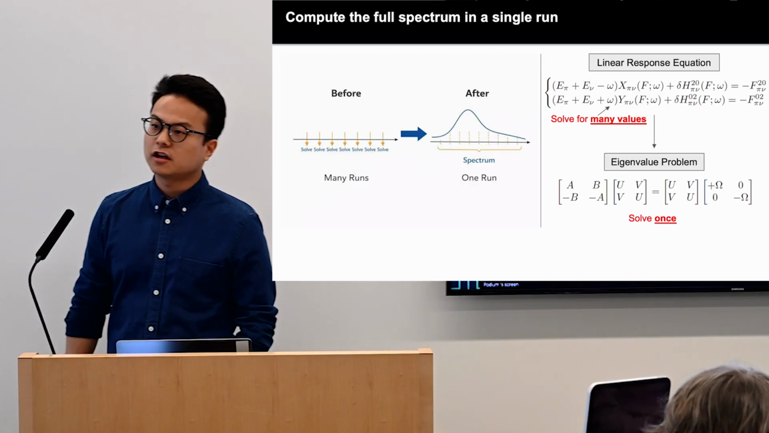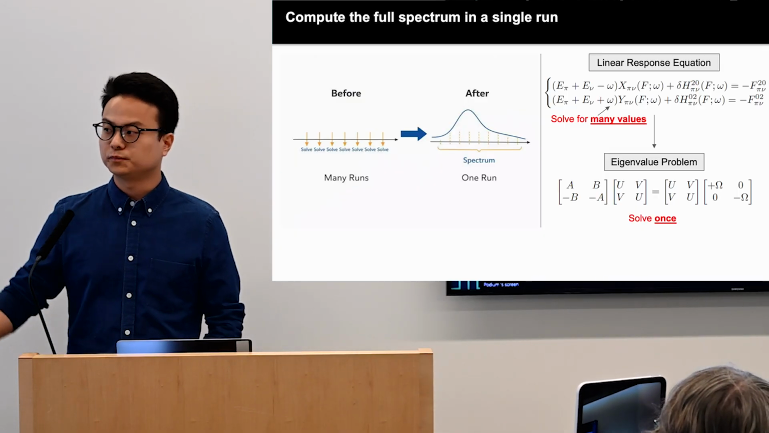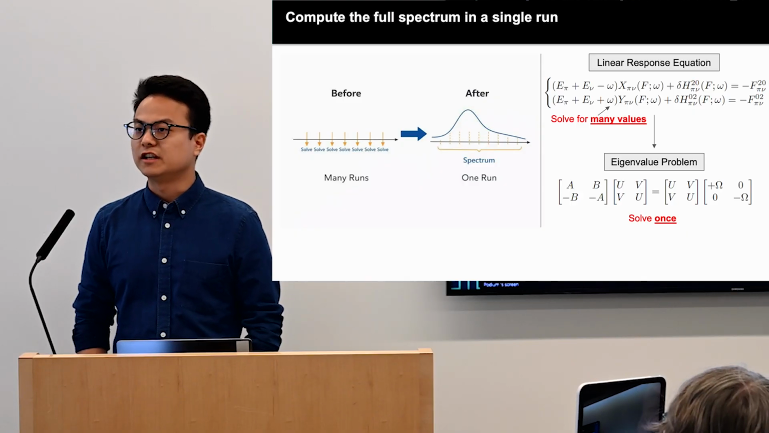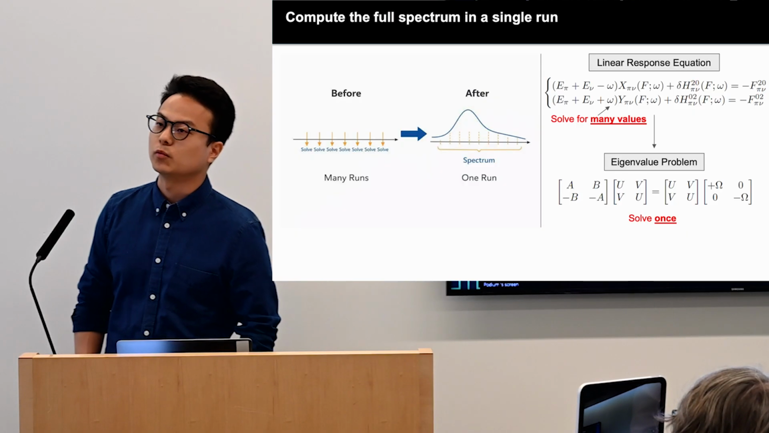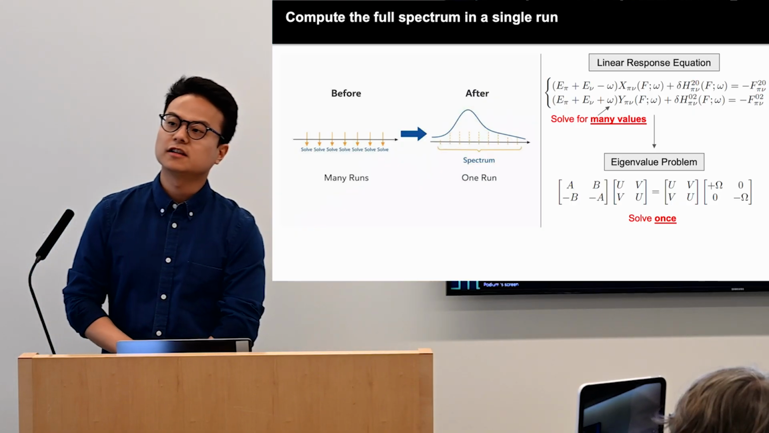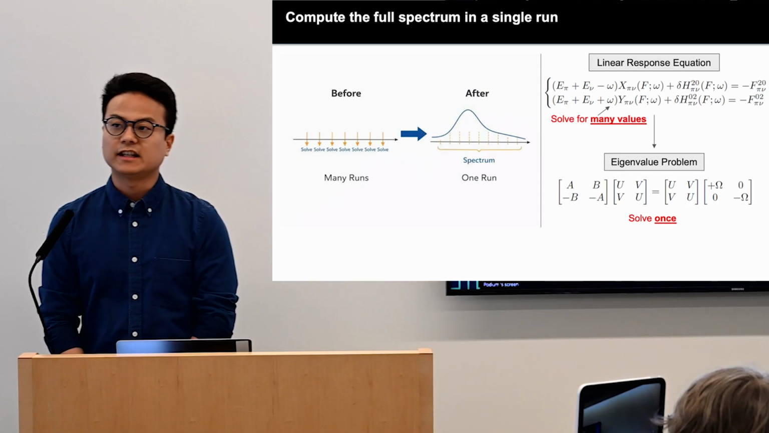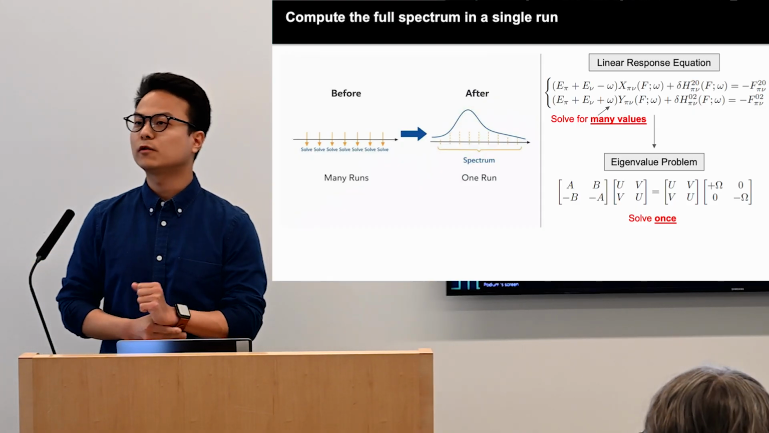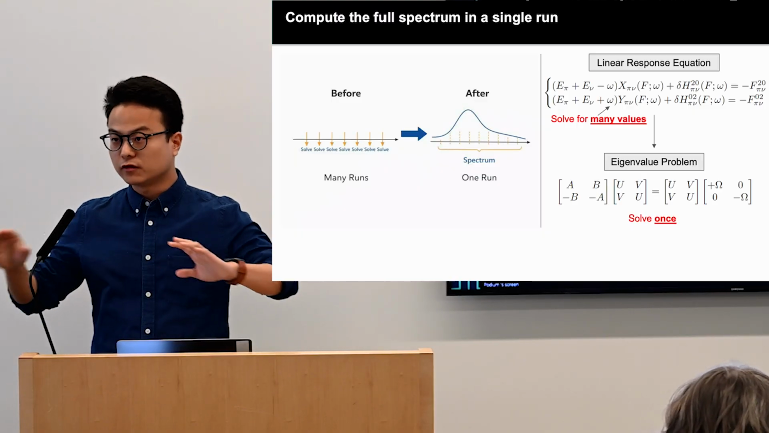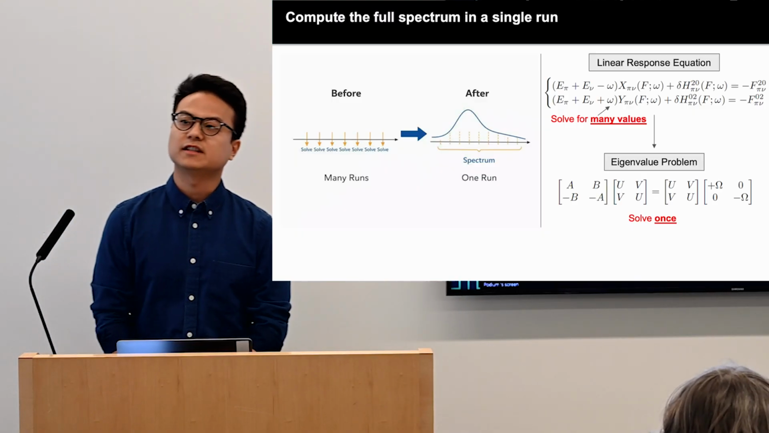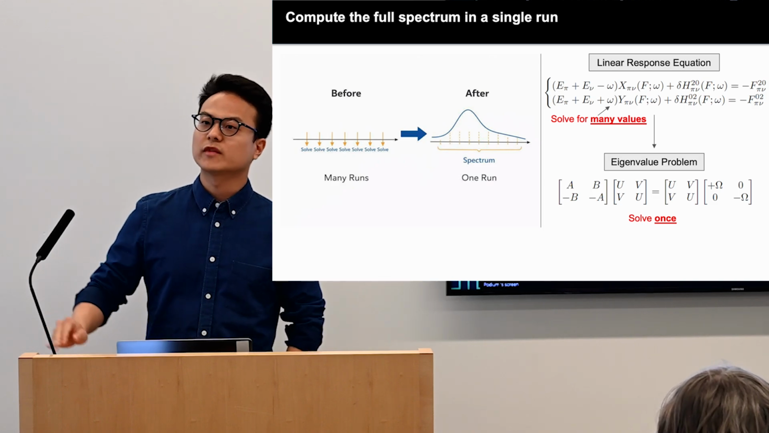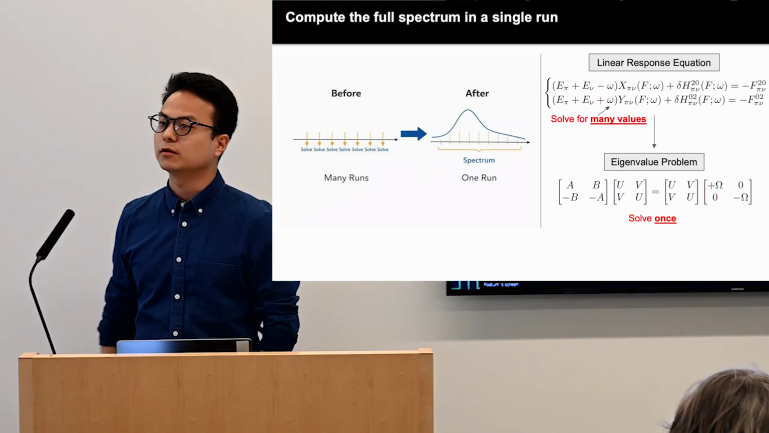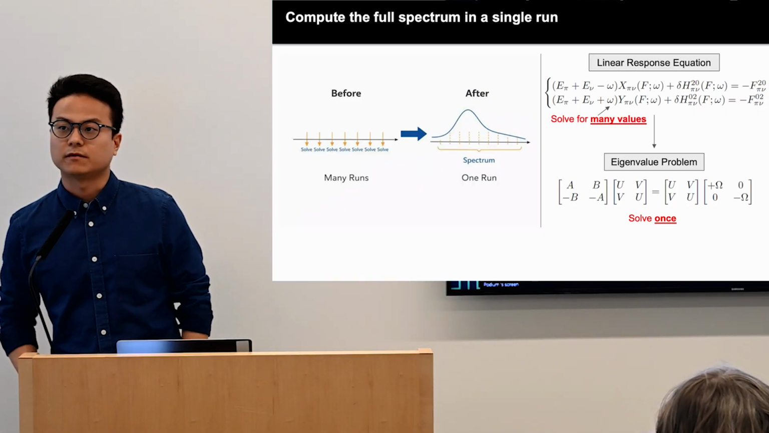In our approach, our goal is, instead of solving many different frequencies by doing many different runs, to do it in one shot, in one run. The key idea behind this is turning the linear response equation that I mentioned into an eigenvalue problem. It's an equivalent reformulation. What this allows us is to solve the eigenvalue problem once, instead of solving the linear systems in the linear response equation many times for many different frequencies.